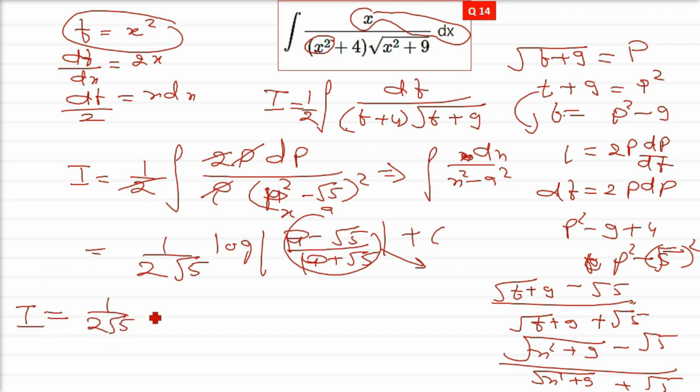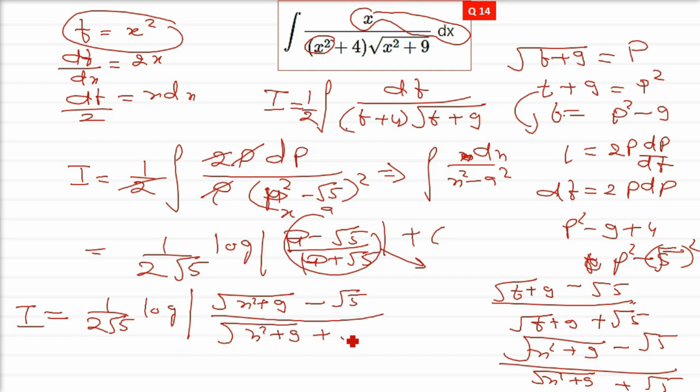1 by 2 root 5 log of modulus. Now after all the replacement, this will be under root x square plus 9 minus root 5 divided by under root x square plus 9 plus root 5 plus constant of integration. This is your final result.